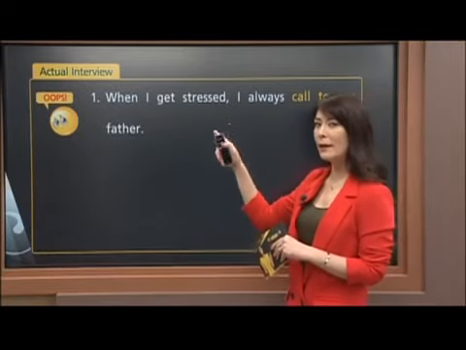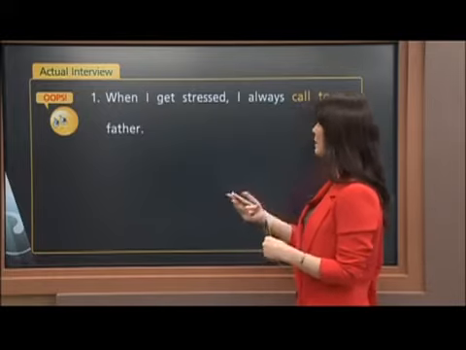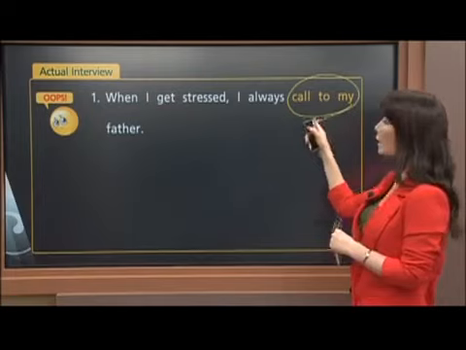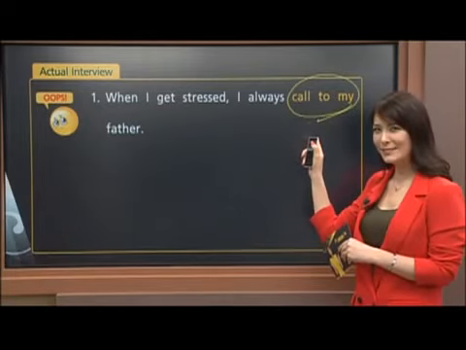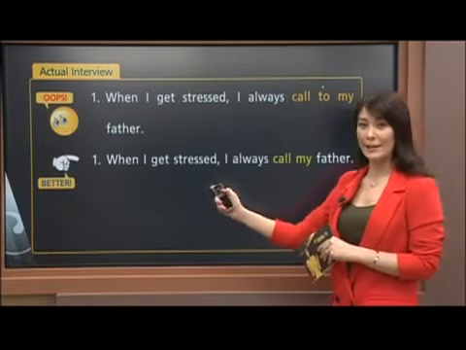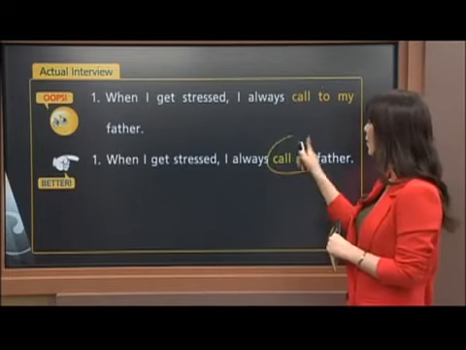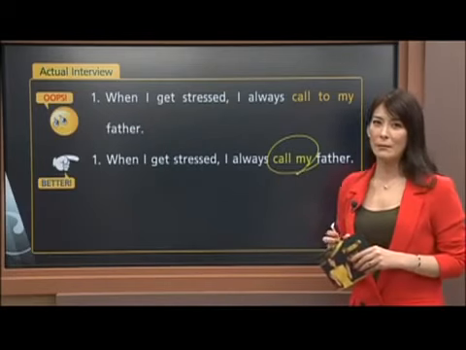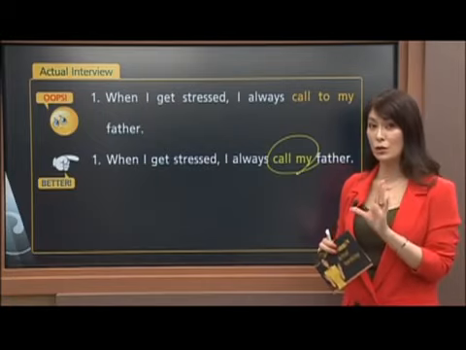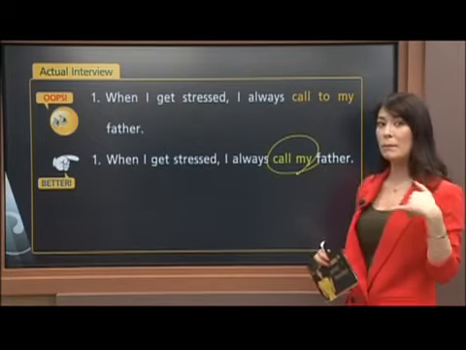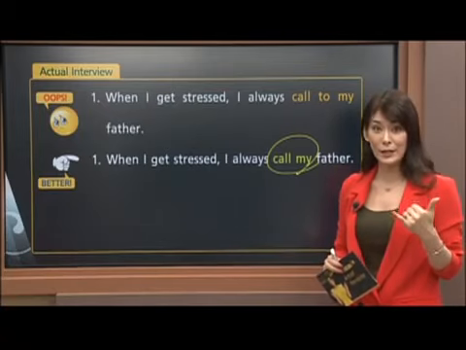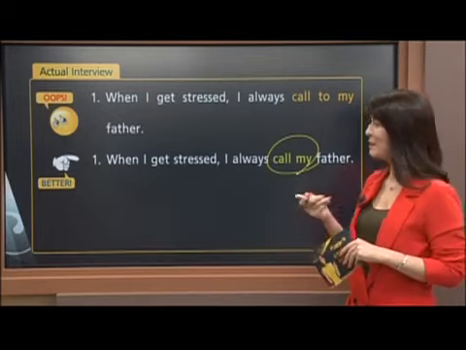Now, she said, "When I get stressed out, I always call to my father." Now, what's awkward here? Can you figure it out? Yeah, I think the "to" should not be here. So you should say, "When I get stressed, I always call my father." This is a common mistake. "I call to someone"? No, that's wrong. Never say "call to." Always say I call my mother, I call my friend, I call Jane, I call Tom. Never "call to." So keep that in mind.